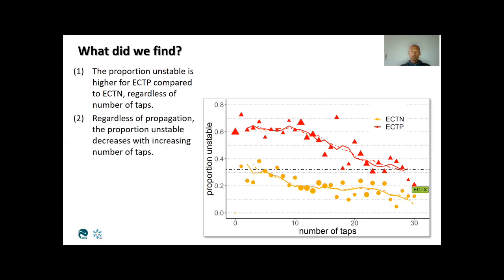What we also see is that with an increasing number of taps required to initiate a fracture, the proportion unstable decreases. So in summary, both whether a test shows full propagation or not, as well as the number of taps, do correlate with slope stability.